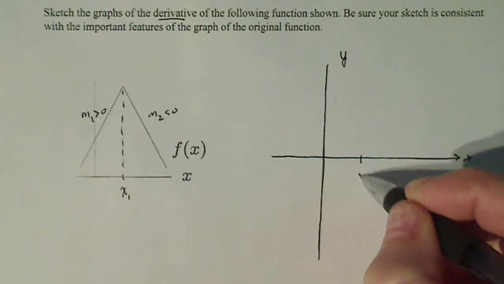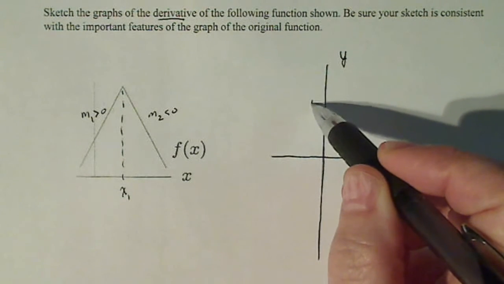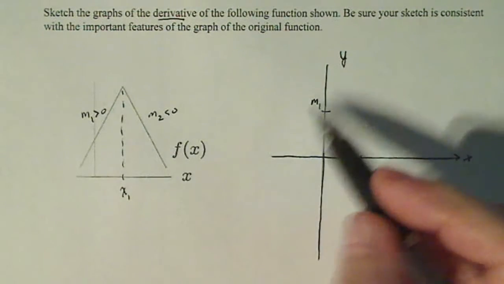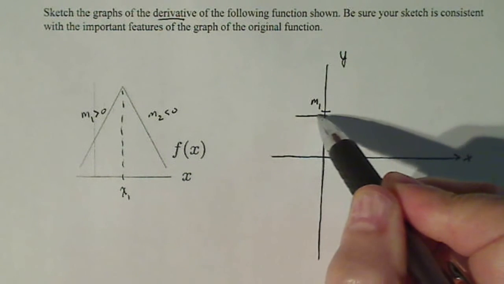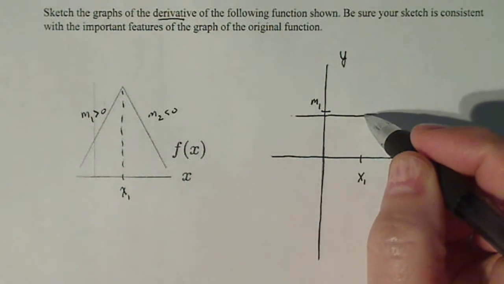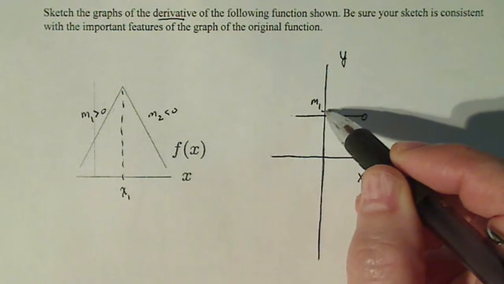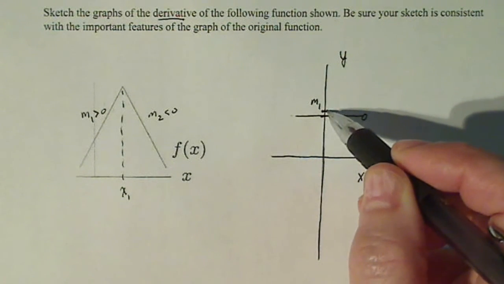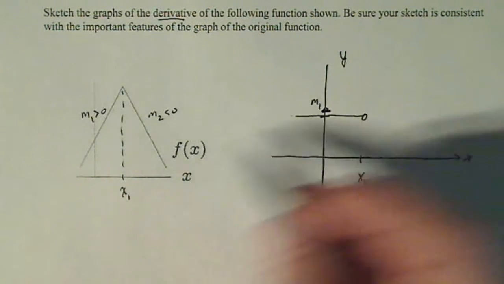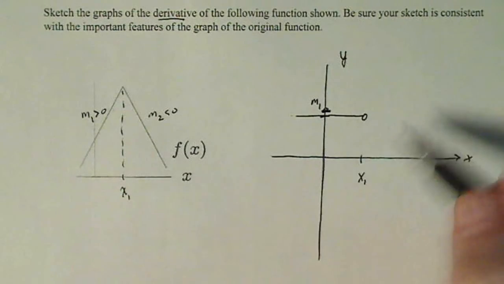So if I put x1 in the same spot right here, and I put m1 up here, say, then my derivative will be a constant function at positive m1 all the way up to x1, not including x1. Sorry, I was off a little bit right there. m1 should actually be down here. Get rid of that. Sorry. m1 is this line right here. And the same thing here, from x1 all the way out, I have the slope m2.